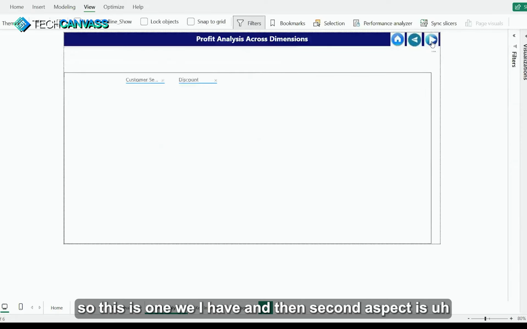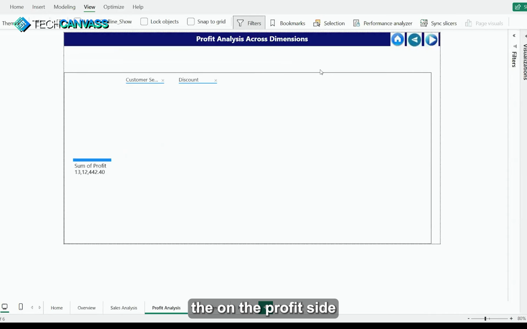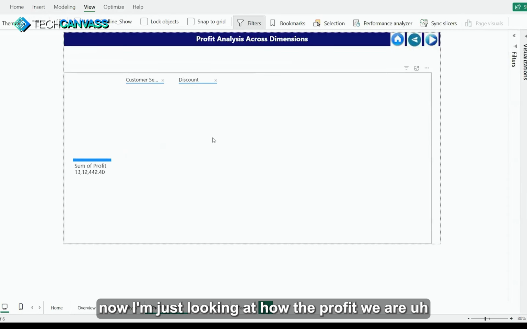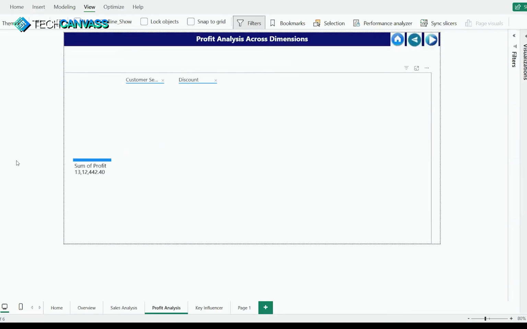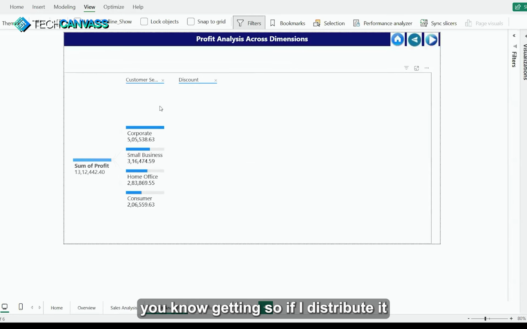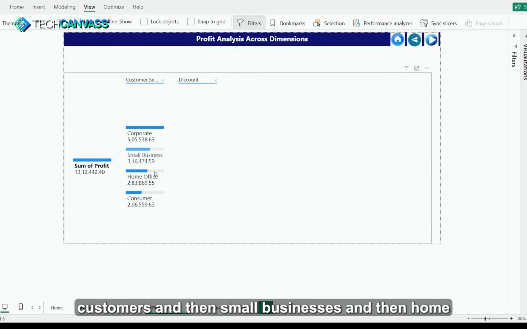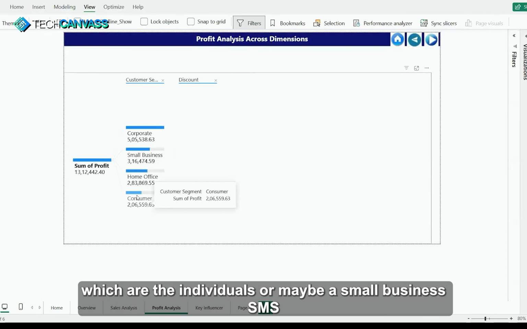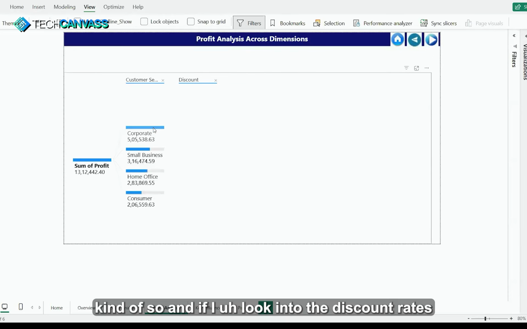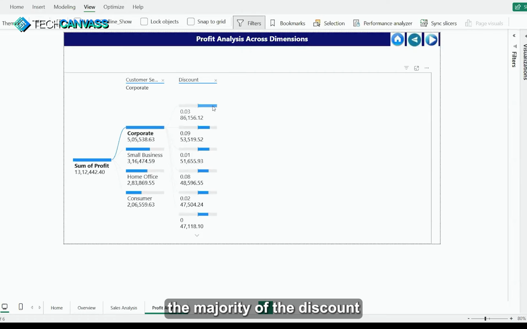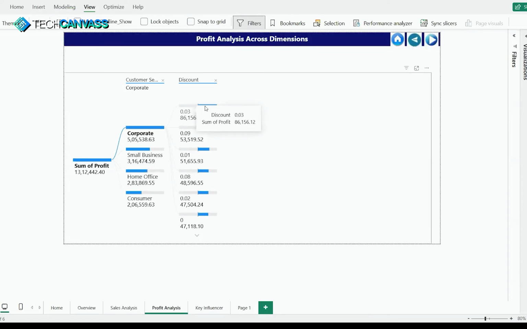And then the second aspect is on the profit side. Now I'm just looking at how the profit we are getting. If I distribute it, you can see the major profit is coming from corporate customers, and then small businesses, and then home office and consumers, basically, which are the individuals or maybe small business SMEs, right? And if I look into the discount rates, the corporates get the majority of the discount, almost 3% of the business.